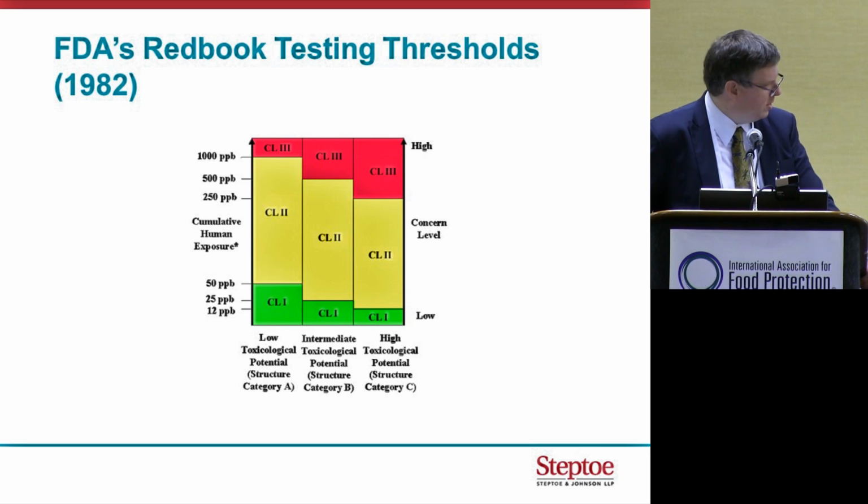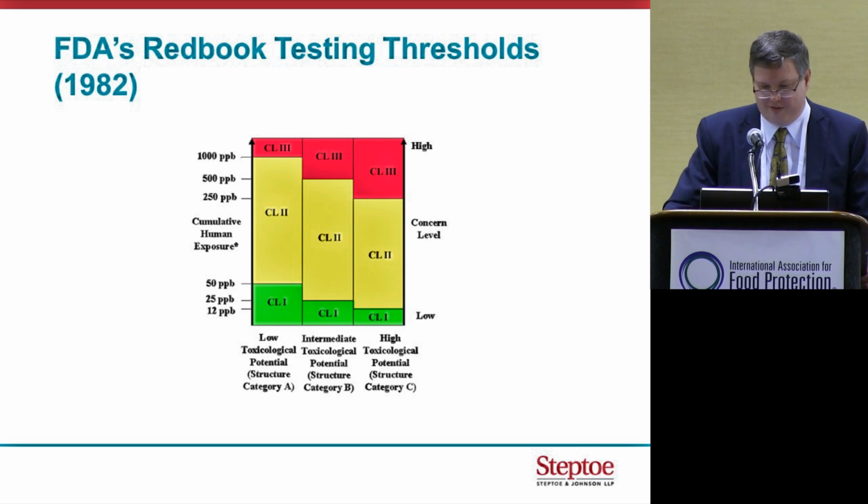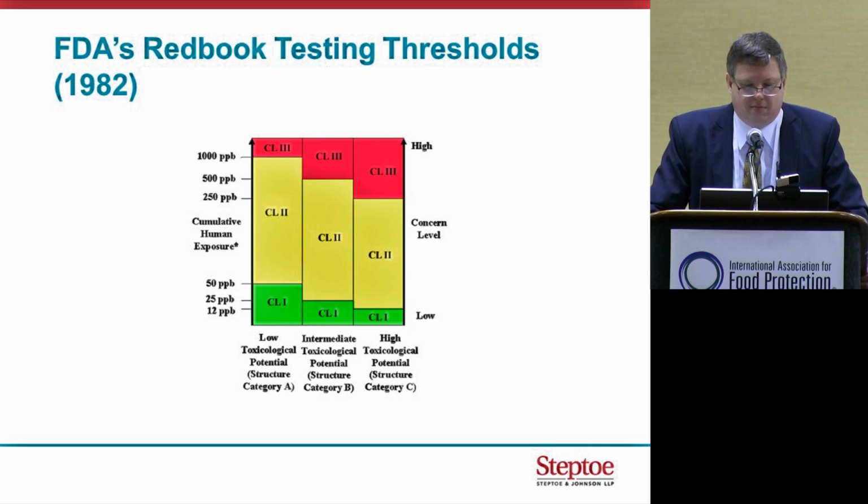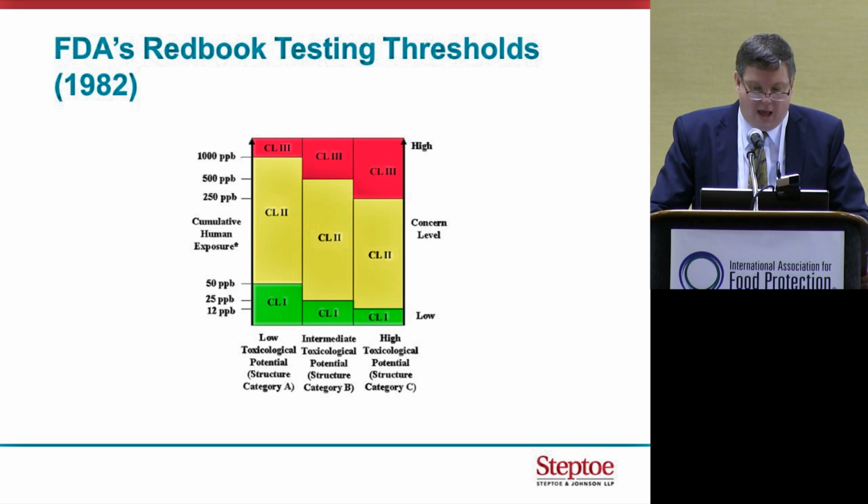I'd like to put this slide up to let folks know that TTC is really not anything new. Regulatory agencies have been using toxicological thresholds and, in fact, using structure-activity approaches along the lines of what the Cramer decision tree results in for many, many years. This is a diagram out of FDA's Redbook toxicological testing guideline from 1982.